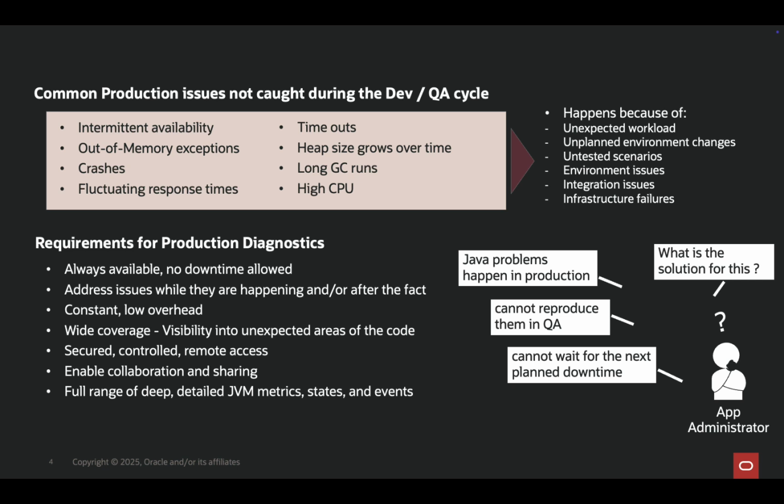And overhead has to be constant, low, and stable. Impact to the production should be minimal. Wide range coverage, secured access, full range of detailed JVM metrics. And these are actually the features that JVM Diagnostics provide. So JVMD has a solution.